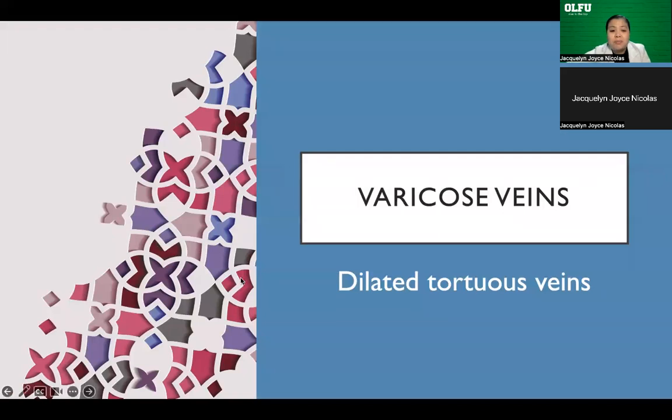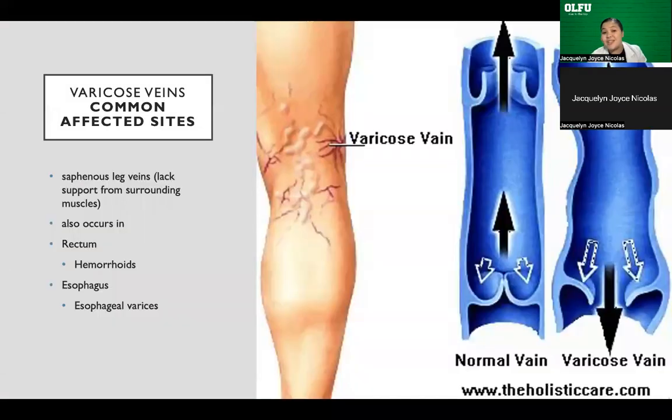Now, let me see. Okay, yes. So this is the last part. Varicose veins. Do you have this? Ako, wala pa. Okay, kayo, meron na? The varicose veins are dilated tortuous veins. I think I need not to explain because you know how it looks like. So this is how a varicose vein looks like.